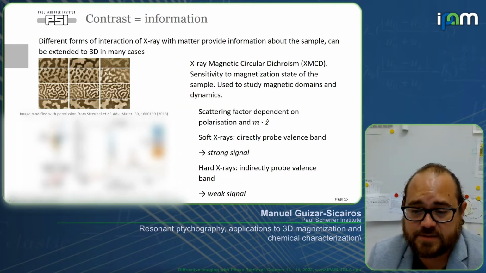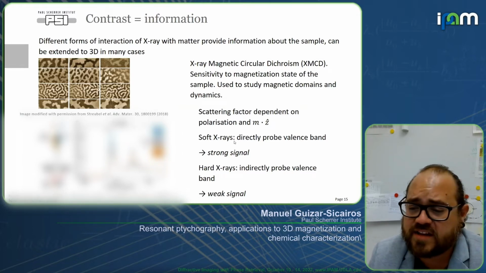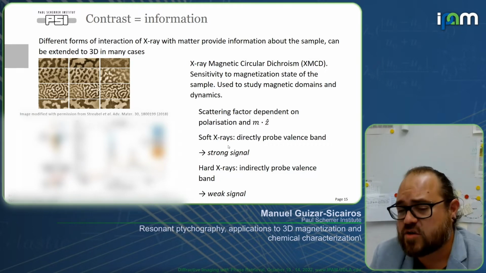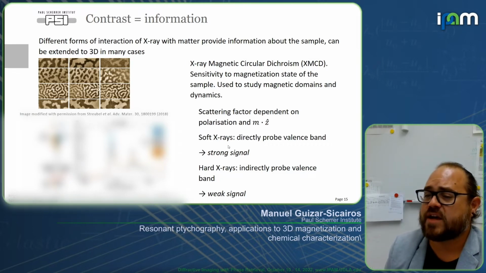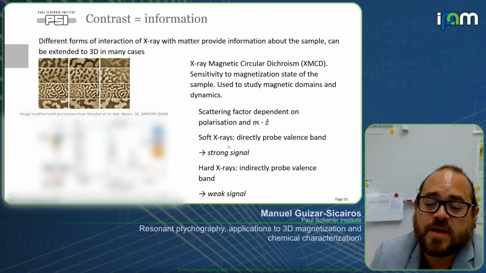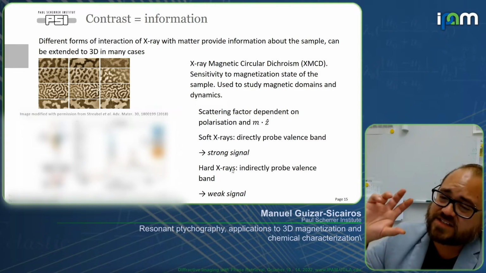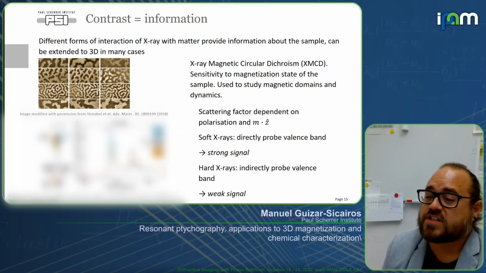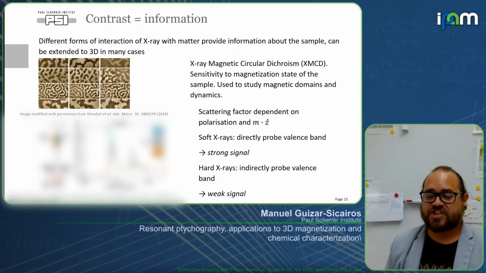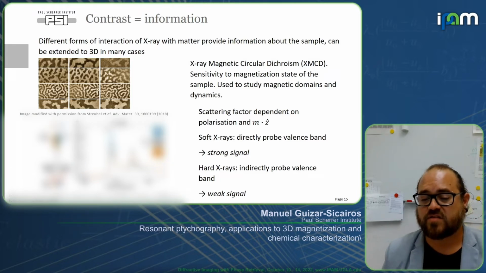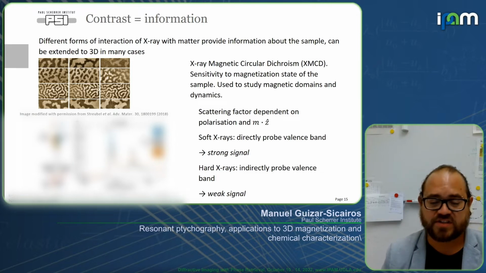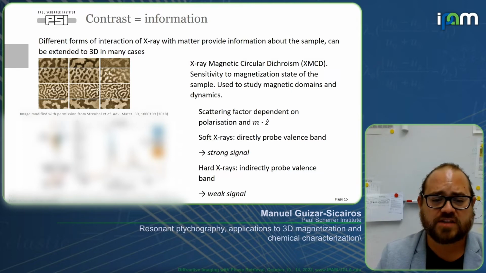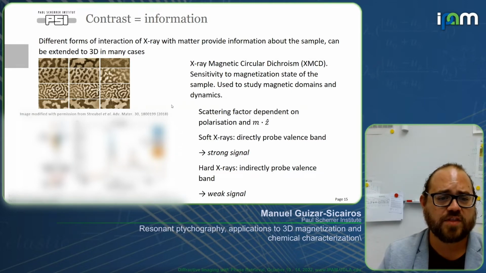And for soft X-rays, you probe directly these changes in the valence band, so you get quite a strong signal. So absorption changes by a few percent or even 10%. For hard X-rays, you get this change indirectly in this valence band. So this means we have a very weak signal. So changes of contrast on the order of 0.1 or 0.01%, depending on the material. That makes it quite a challenging contrast to work with.